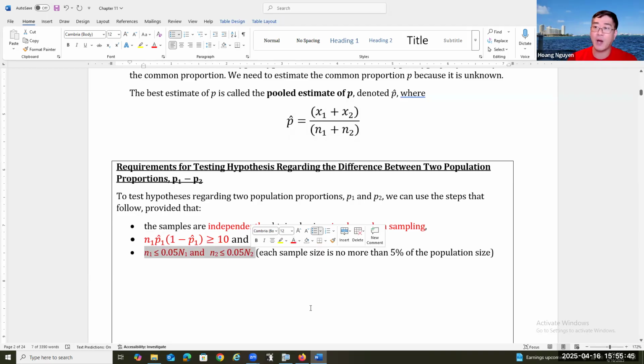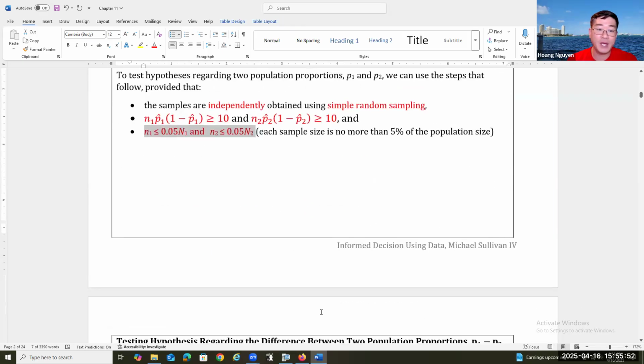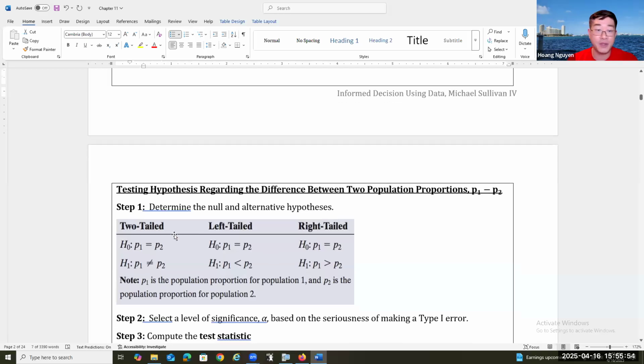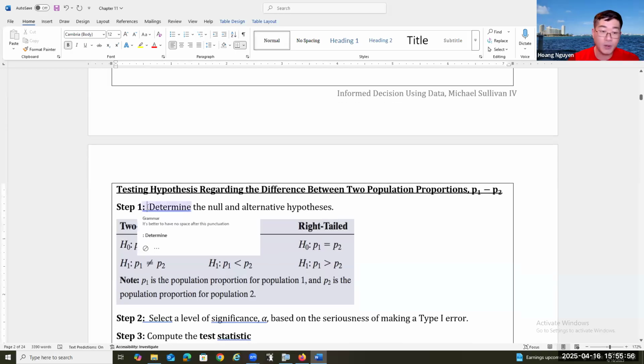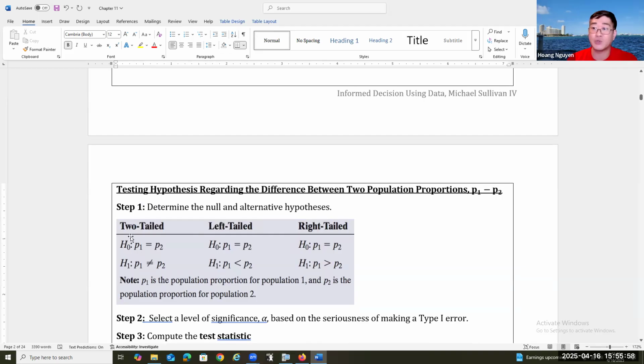After we double check the requirements, we're going to move on to step number 1. So step number 1, we're going to determine the null and the alternative hypothesis, right? The null hypothesis says there is no difference between the 2 population proportions. So the way that we say the null hypothesis is p1 is equal to p2. The 2 population proportions are going to be equal.